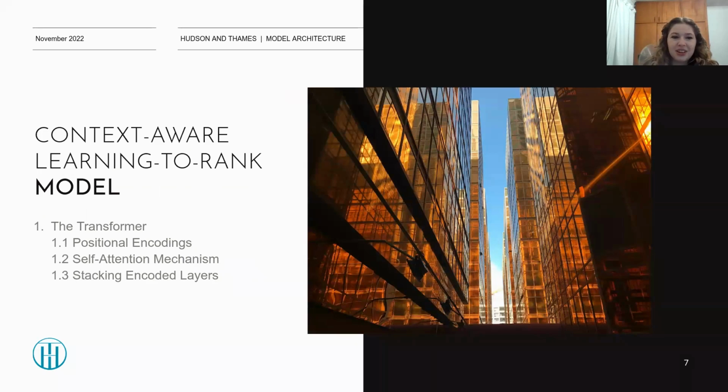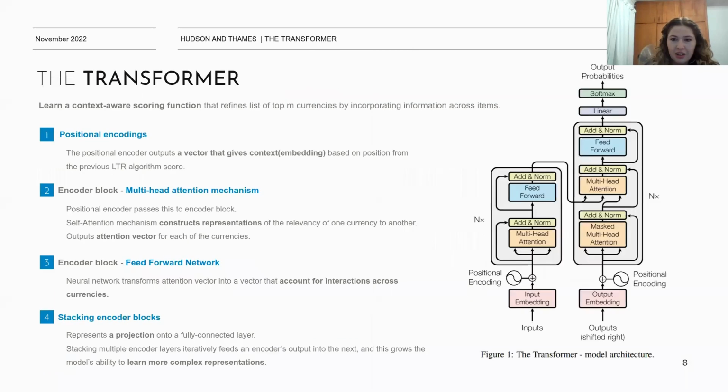Cool. So for the context-aware learning to rank model, as I said before, it's based on a transformer architecture, and I'll try to break it down into 3 separate parts. We'll first look at positional encodings. It uses self-attention mechanisms, based on multi-heads, and then we're also going to stack our encoded layers. Okay, so what does that look like?